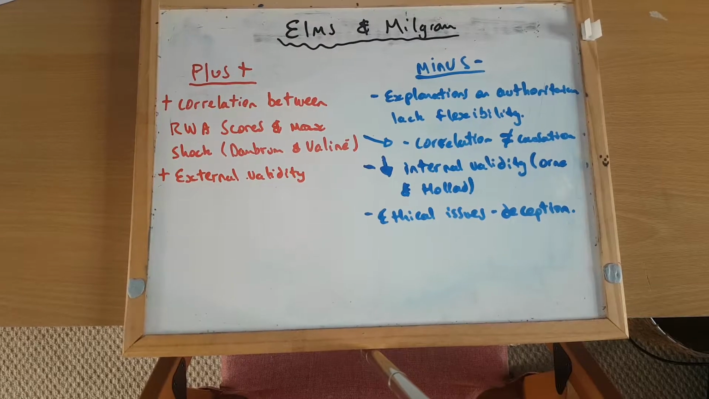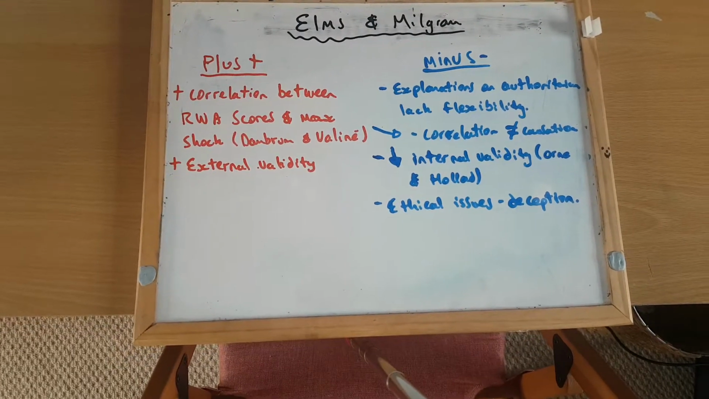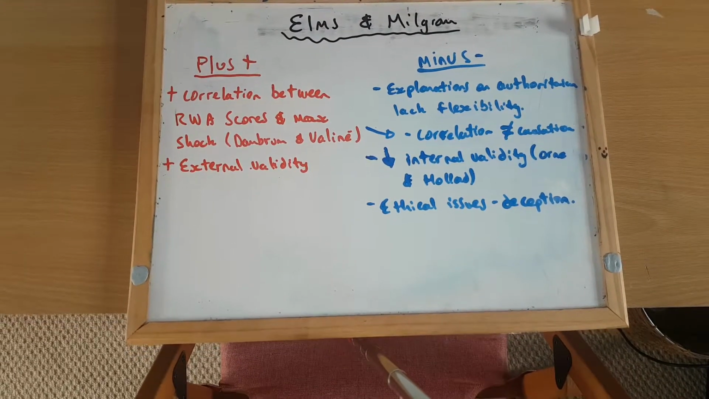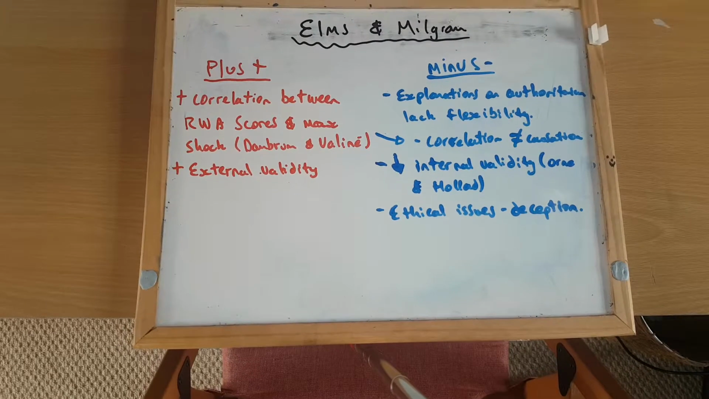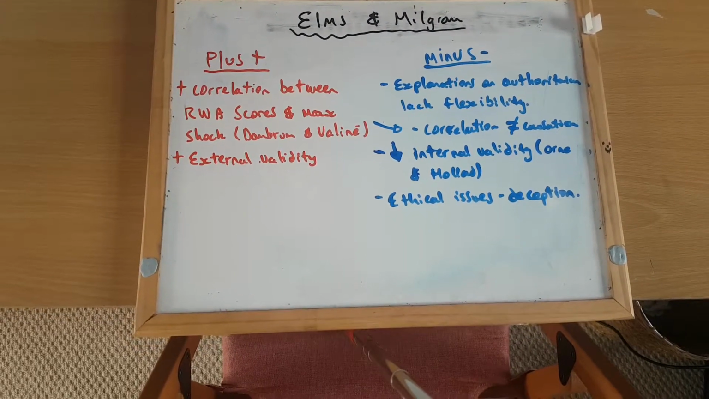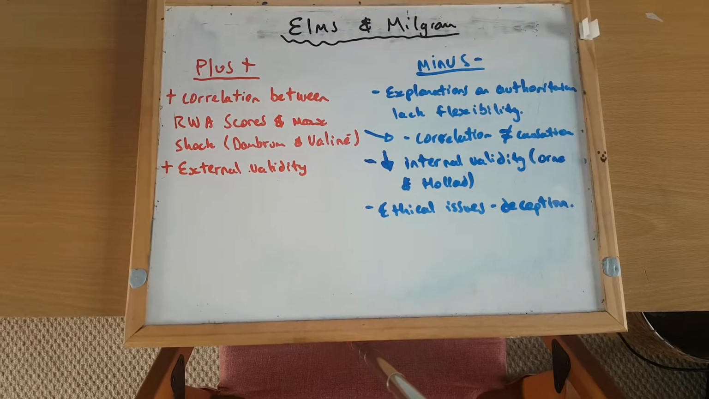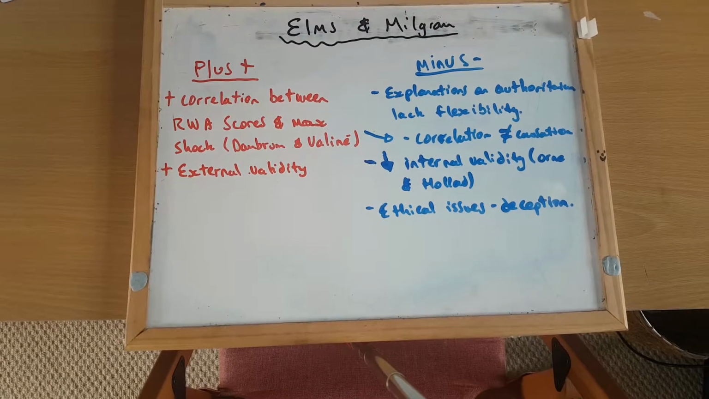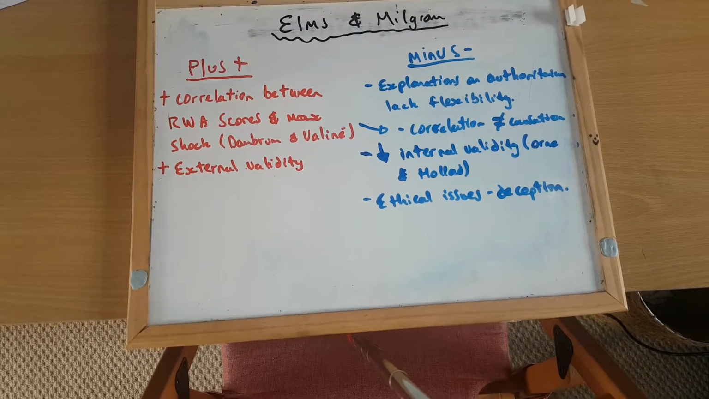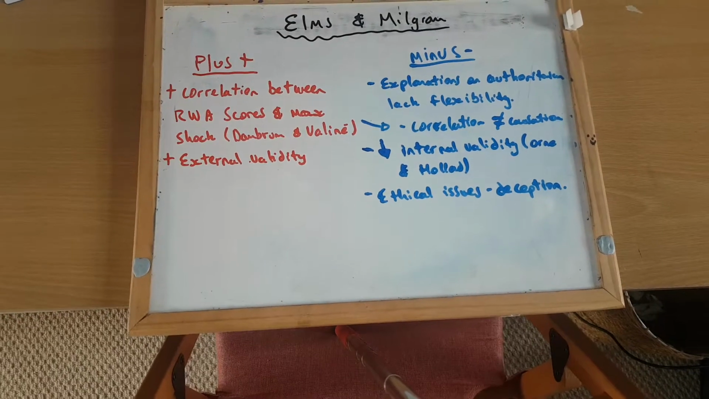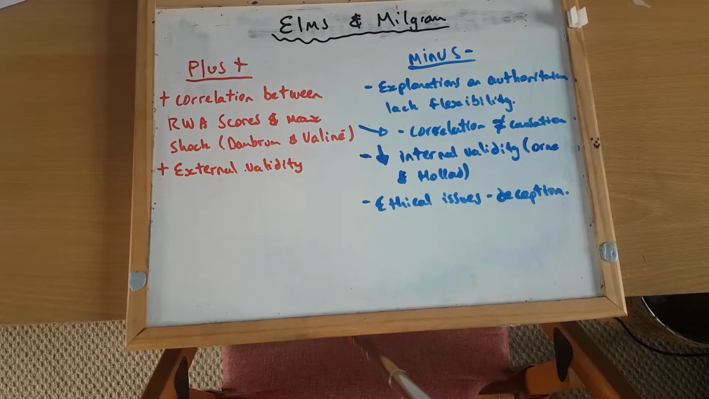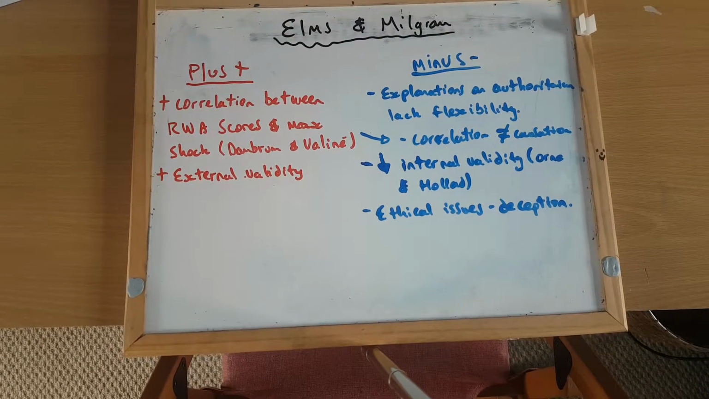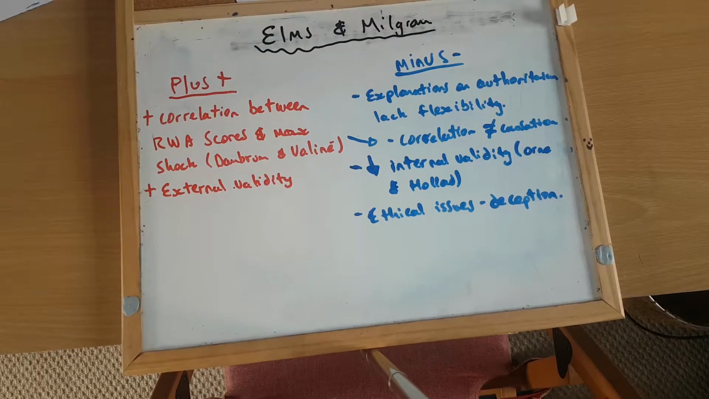Another problem is ethical issues. So with the Stanford prison experiment, we said that there were no ethical issues, and this is because Zimbardo followed the key principles of keeping studies ethical. However, Elms and Milgram didn't do that. They deceived their participants by saying to the participants, you are shocking this person, you are giving this person pain, when they were not. This can cause psychological stress and loads of other long-term factors which can affect the participants negatively, and it's not right.